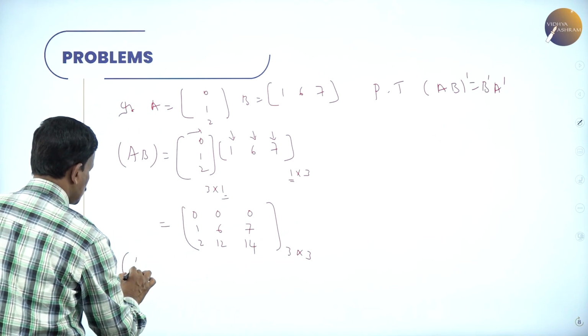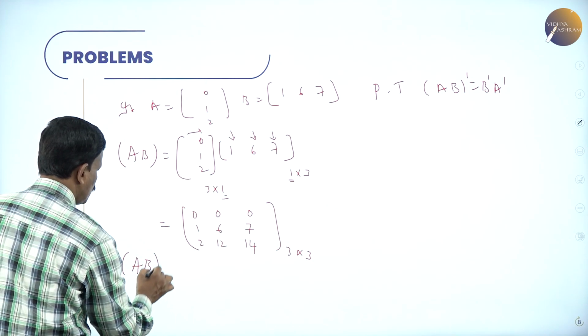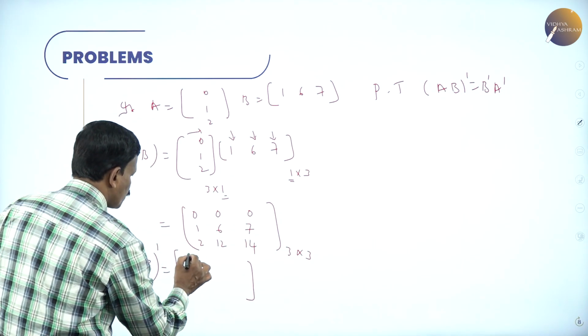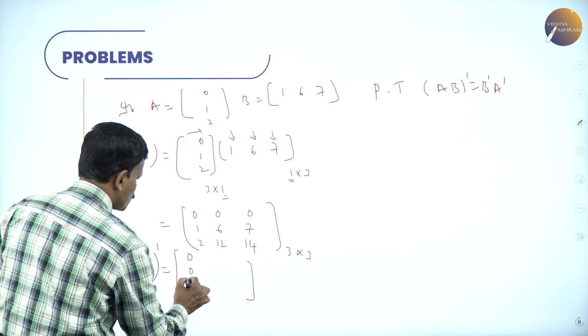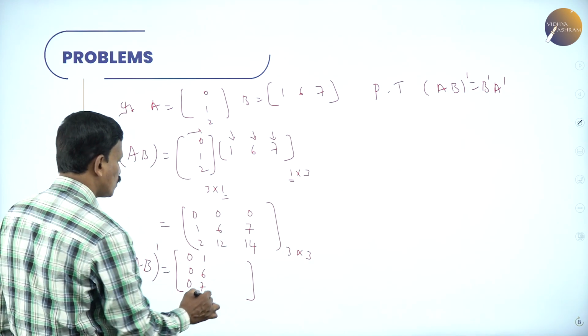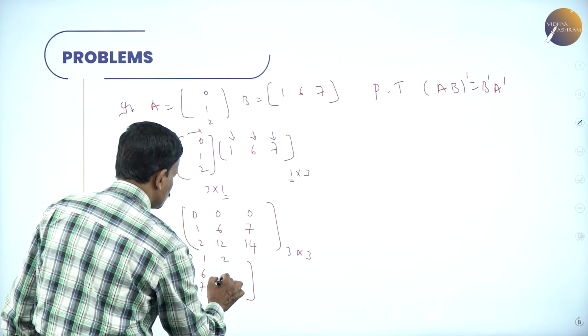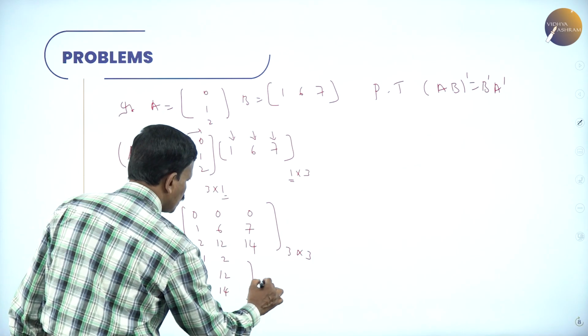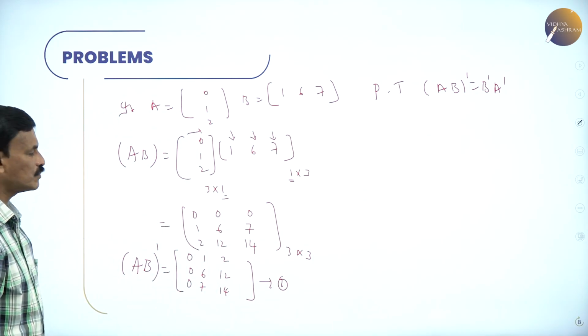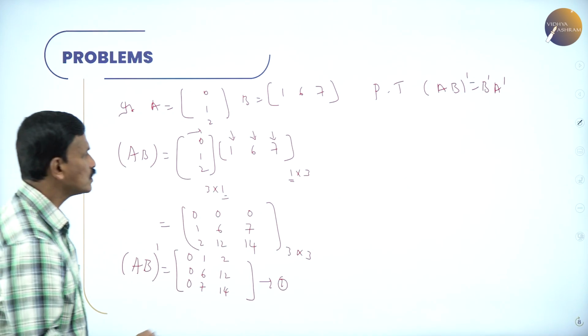Transpose this. The transpose, AB whole dash, is equal to: the first row becomes the first column, 0, 0, 0; then 1, 6, 7, the second row, becomes the second column; and the third row, 2, 12 and 14, becomes the third column. This is equation number 1.